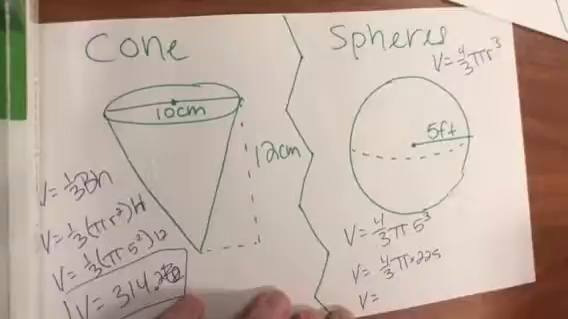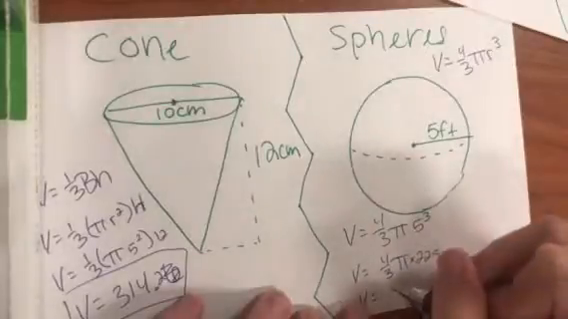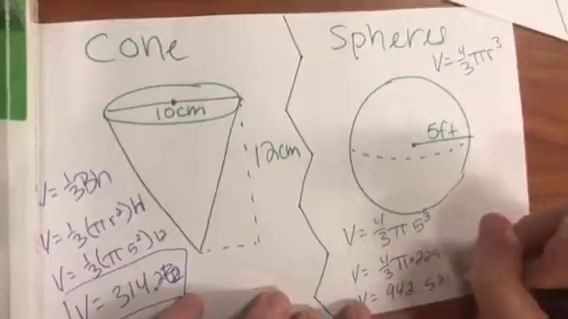I'm putting it in. 4/3 pi times 125. 523.6 feet cubed.